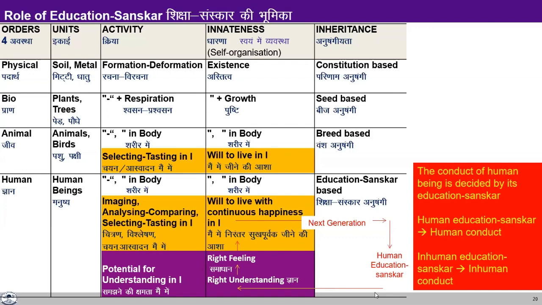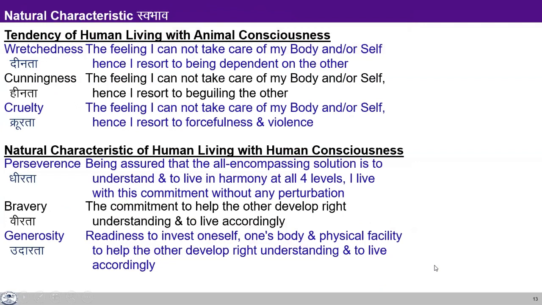So when we're talking about the natural characteristics of people living with human consciousness and animal consciousness, with lack of right understanding, we all are wretched. With that state of wretchedness, if the conditions are favorable, we feel fine. We feel that, yes, we can go with this. But when the situations turn unfavorable, then we feel like a wretched fellow. We feel depressed, we feel low, isn't it? So we'll see that unless we have the right understanding and right feeling in completeness, we all are wretched.